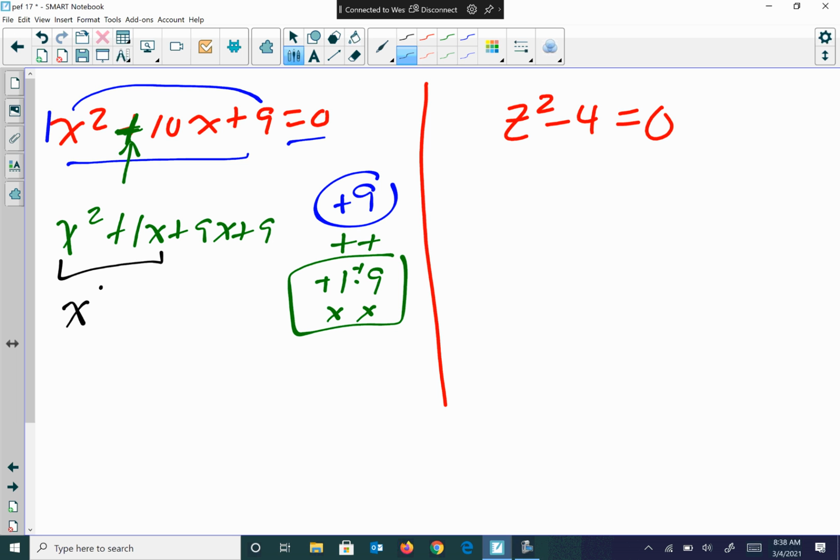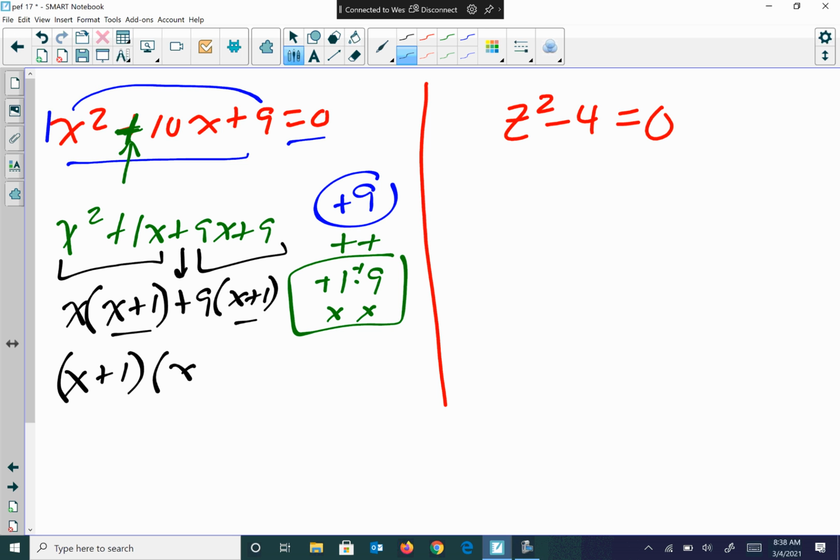So it looks like I have an x in common here, so that gives me x plus 1. That positive comes down. I have a 9 here, that's x plus 1. Those are the same, what you want. So friends, if you get stopped here, you're going to miss out on 2 points. And I think they're the easier points.